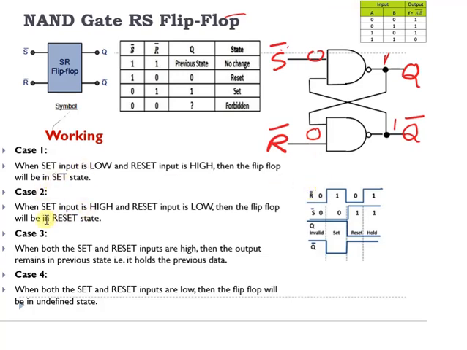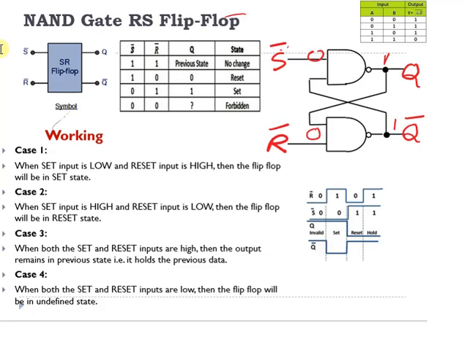Based on these four cases, we can conclude this particular truth table for this RS flip-flop using NAND gates. When S bar and R bar are both high, it remains in the previous state. It is not changed. When S bar is 1 and R bar is 0, that corresponds to reset. That means the Q output will be 0. And when S bar is 0 and R bar is 1, the Q output is 1. That corresponds to the set condition. When both are 0, that is an undefined state, which is a forbidden state, and it is not allowed.